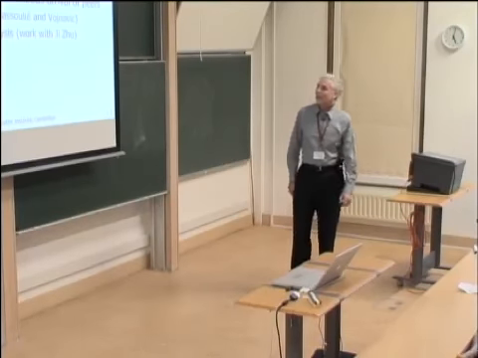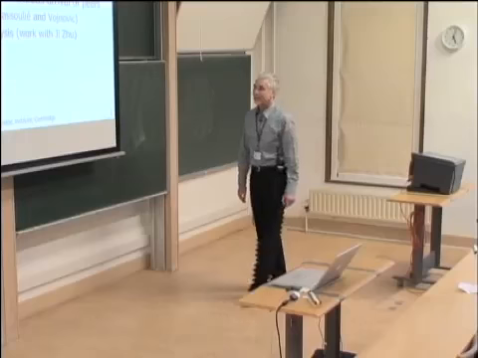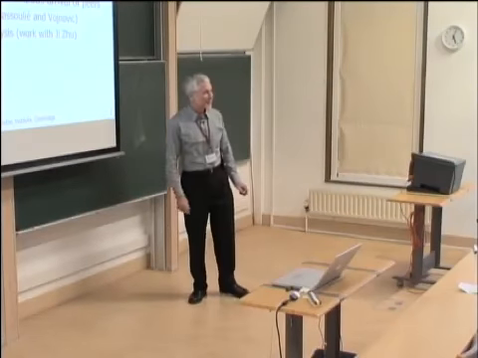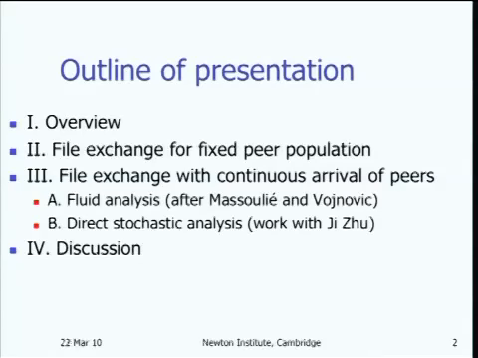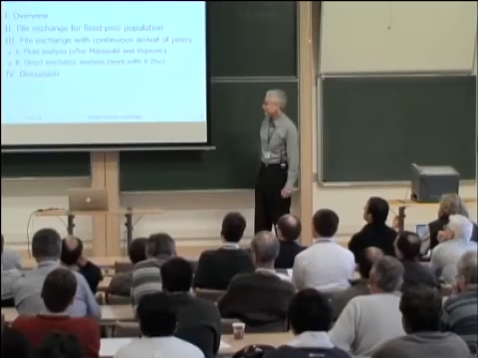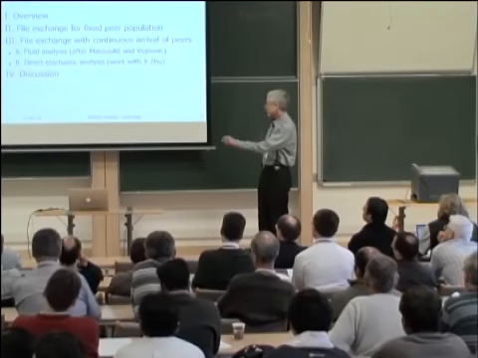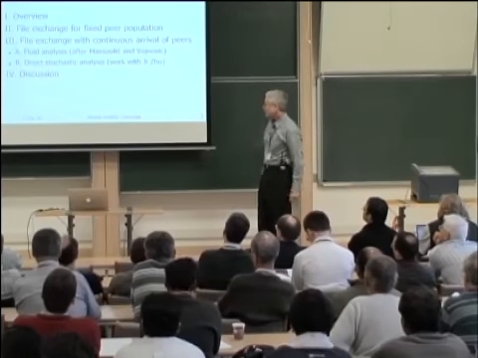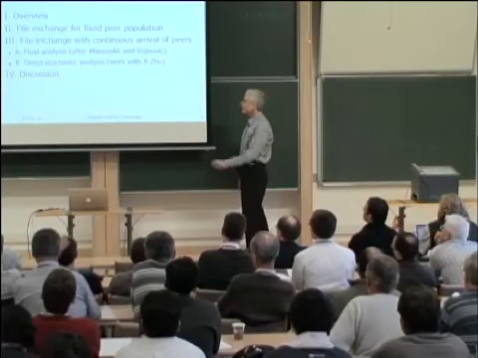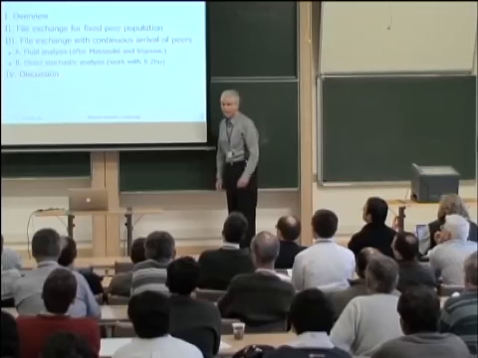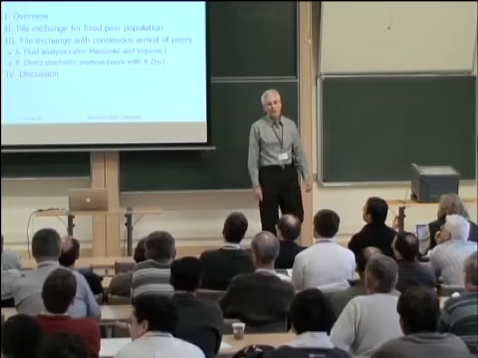Okay. And the overview of the presentation is to give an overview of peer-to-peer communication and networks first. And I'll talk about file exchange with a fixed peer population, which is work with Sujay and Laurent. And then I'll be moving on to work where there's continuous arrival of peers coming into the system. There's a fluid analysis of Massoulier and Bojanovic, their paper. I'll review that, and then talk about the work that Ji and I did related to that, and then I'll close up with some discussion.